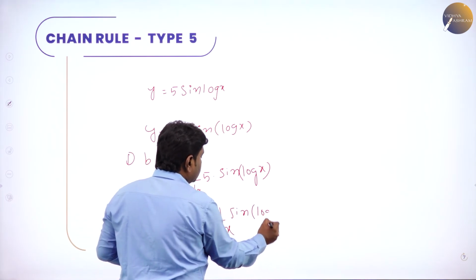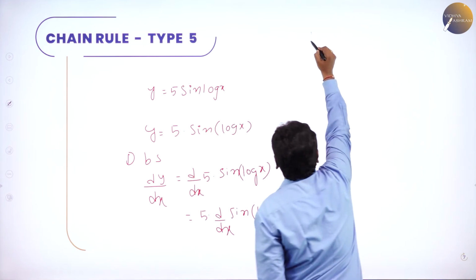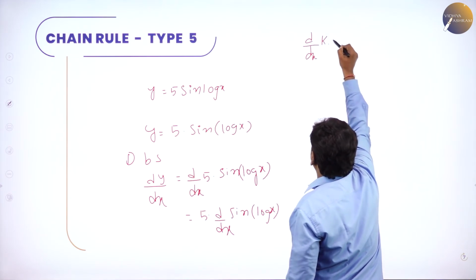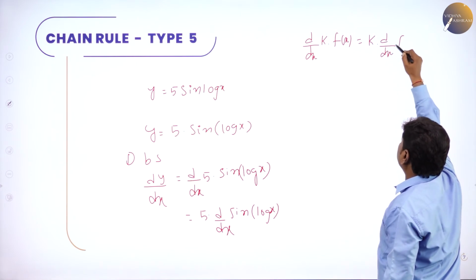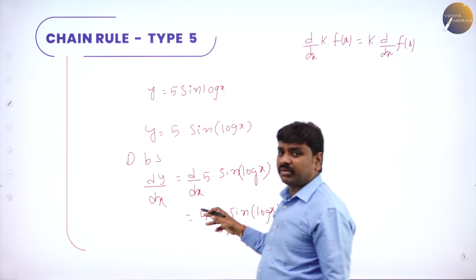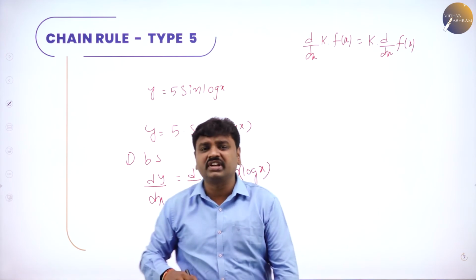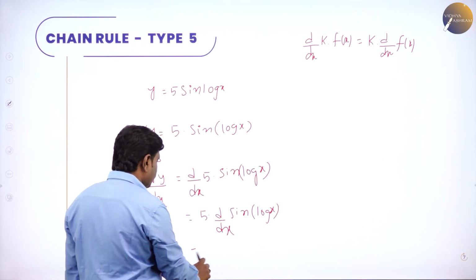Or if you know the rule, I taught you rules in the first class. What is the rule I taught you? D by dx of k into f of x, constant into function, means take the constant outside and apply d by dx for what? F of x. So 5 is a number, number is a constant, take it out and apply d by dx for what? Sine of log x. And what is the derivative of sine of log x?